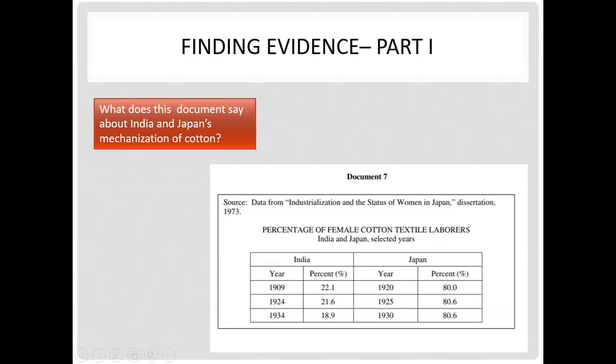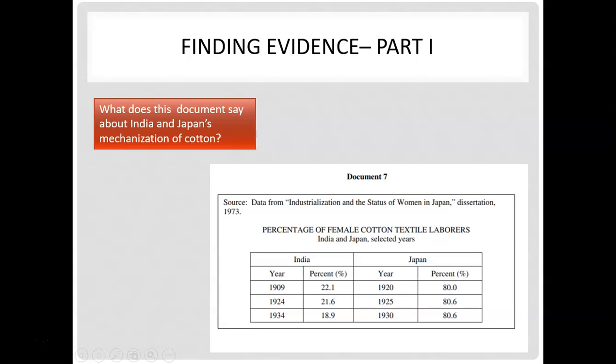So I look into this document and I see, okay, 1909, 1924, 1934, and I notice that the percentages keep getting a little bit smaller each year. And actually that's a small percentage to begin with, 22%. It goes down to basically 19%. So I know that anywhere from 19 to 22% of textile laborers were women in India.